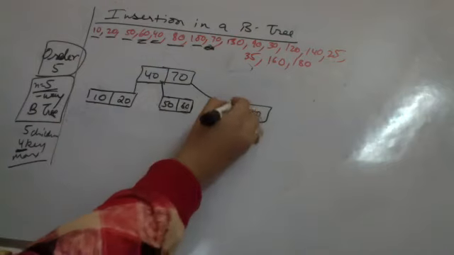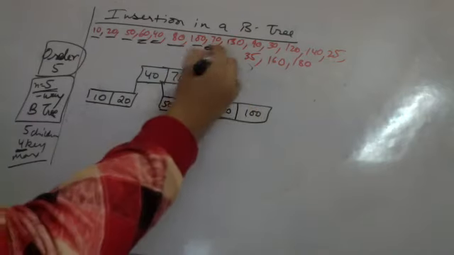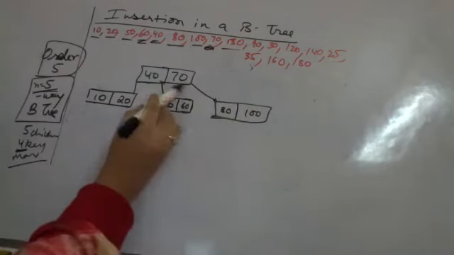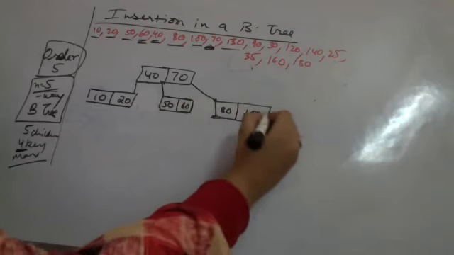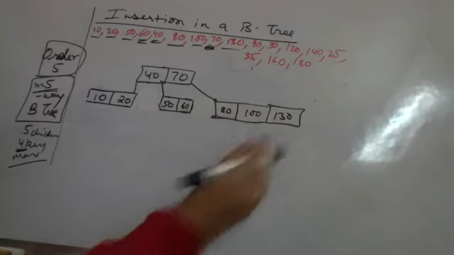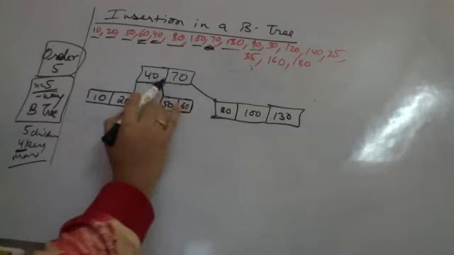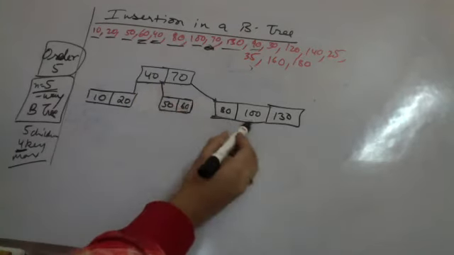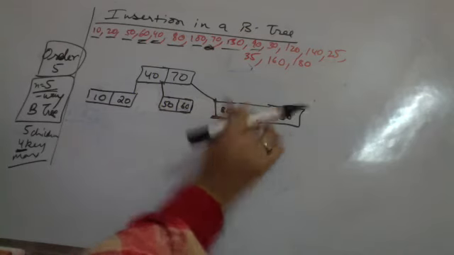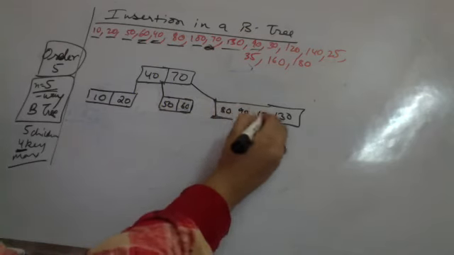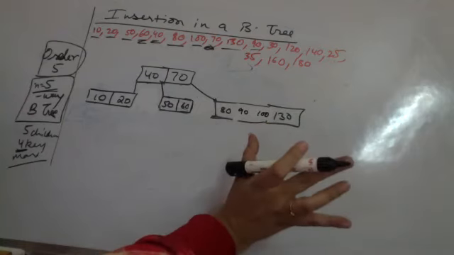Okay, so now I add 130. 130 is greater than 70, greater than 100. 130 is inserted here. Again, I want to insert a 90 supposedly. So it is greater than 70, greater than 80, less than 100. So 90 is inserted here. Still only 4 keys are there, so this insertion is allowed.